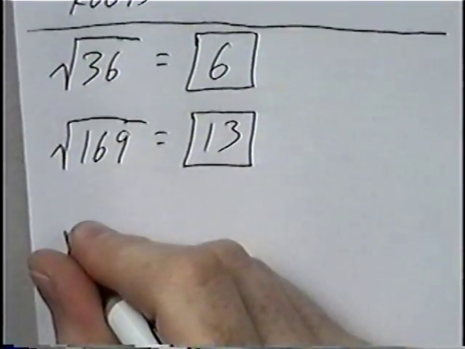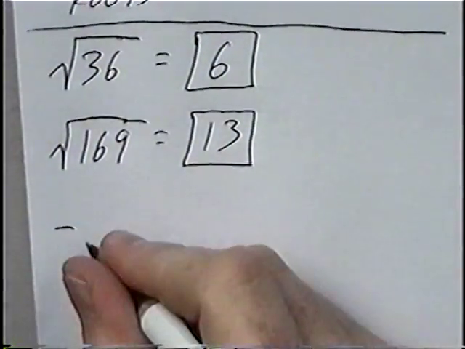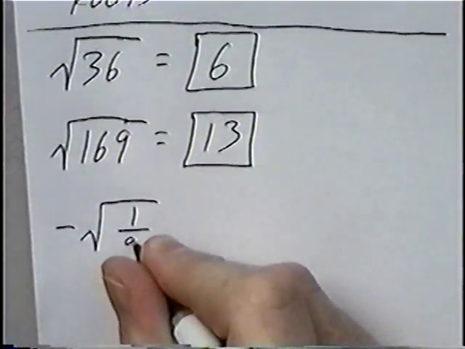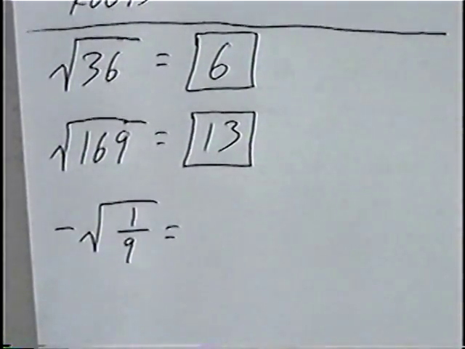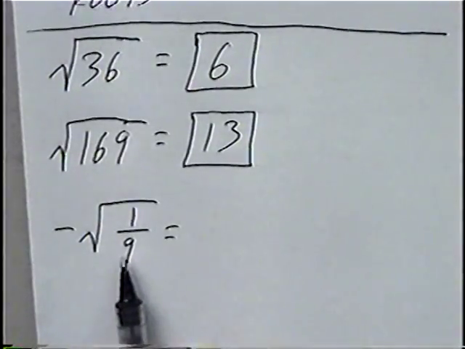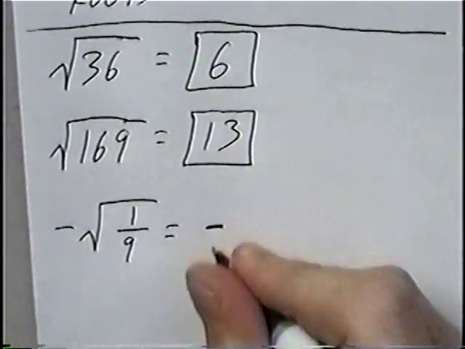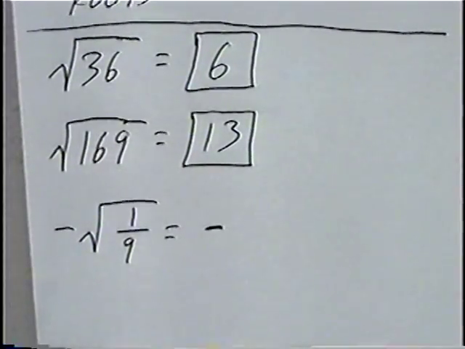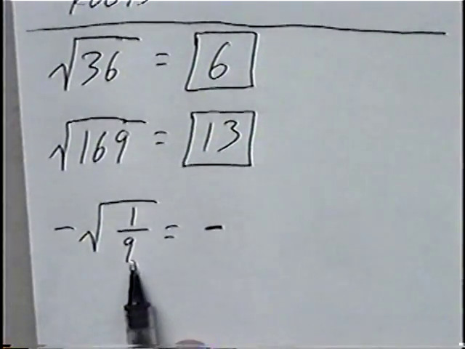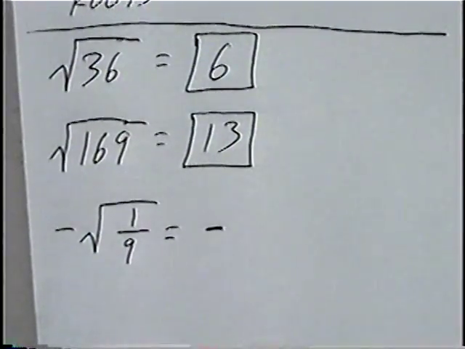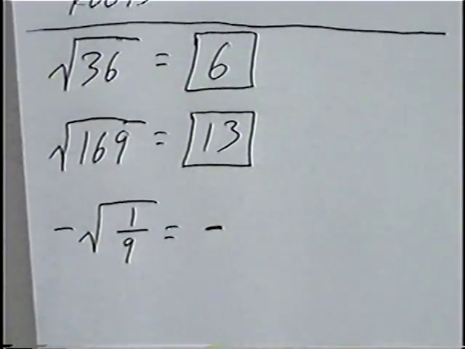Next, the square root has a negative sign outside the radical, and then inside the square root a fraction 1 over 9. We cannot take square roots of negative numbers, but if the negative is outside the radical, that means our answer will be negative. And if you remember taking a square root of a fraction, we can take the square root of the top number and square root the bottom number.